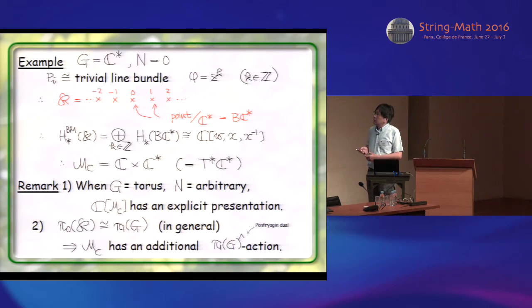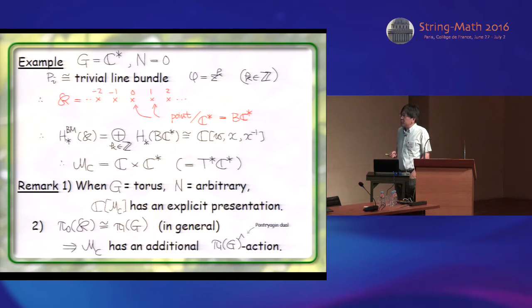And also, as I illustrated in this example, there are many connected components. In general, the set of connected components of the space R is in bijection with the fundamental group of G. So you have an additional grading, because this decomposes into connected components. On the Coulomb branch, the spectrum of the coordinate ring, it means that there's an action of the Pontryagin dual of the fundamental group.